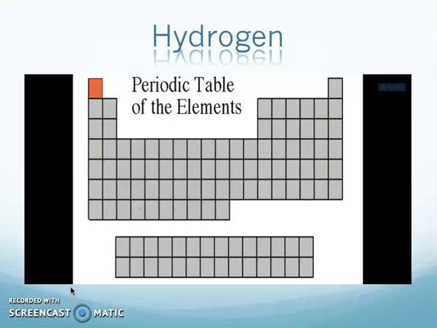Here you can see a periodic table of elements with all the boxes, and only one box highlighted in orange. This is the position of hydrogen in the periodic table. Hydrogen is one of the elements which does not fit the major properties of group 1, but still it is sometimes added as a part of group 1 because of one electron in its outermost shell.